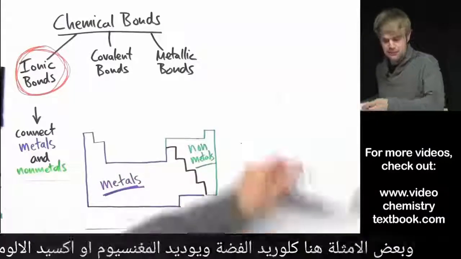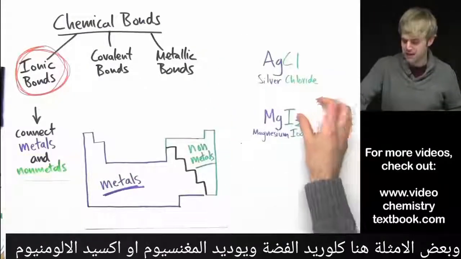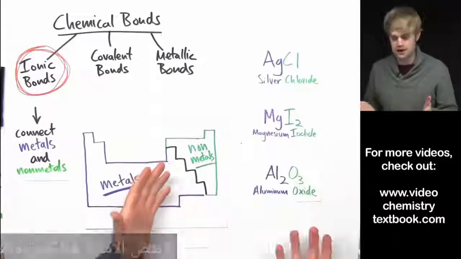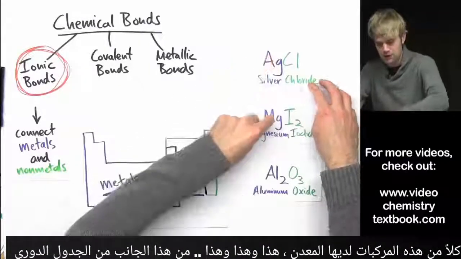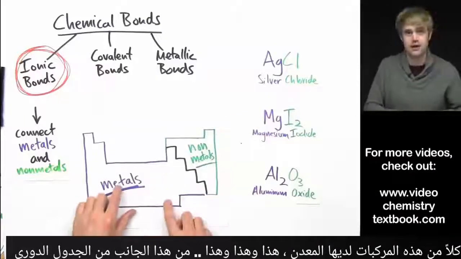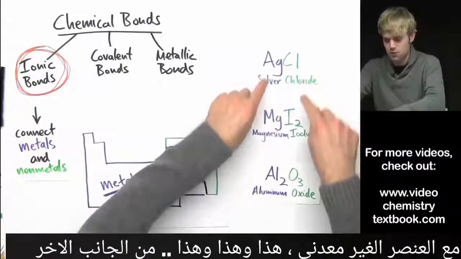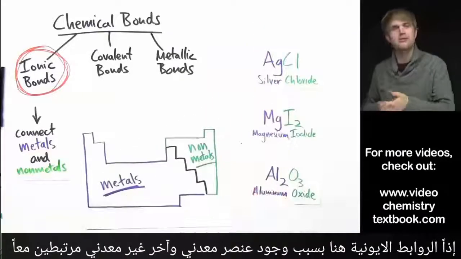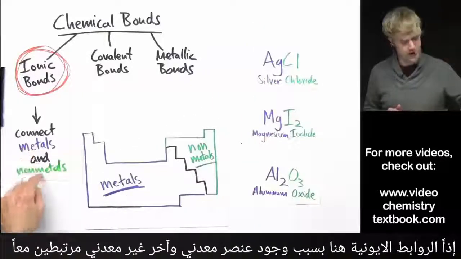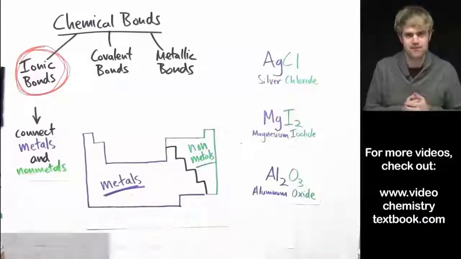So some examples are silver chloride, magnesium iodide, or aluminum oxide. Each one of these chemicals has a metal, this one, or this one from this side of the periodic table, with a non-metal, this one, or this one from this side. So ionic bonds in all of these because there are metals and non-metals connected together.